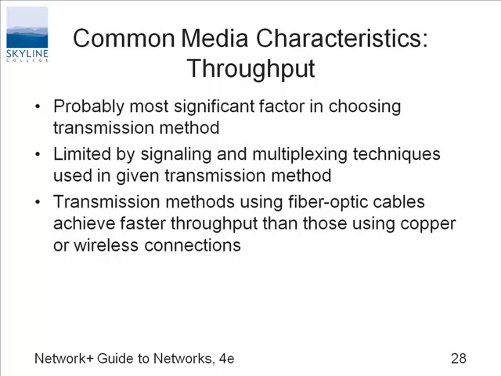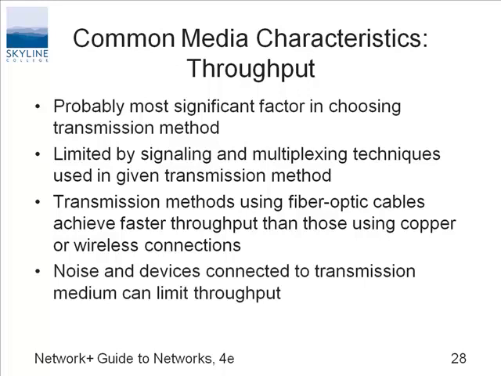Transmission methods, fiber cables achieve faster throughput than those using copper or wireless connections, and that's just generally true. Fiber is going to tend to be a cleaner signal. It's going to tend to go further. I don't know that I would say throughput, because throughput's what we actually push through. You're going to have 100 megabit per second fiber, you're going to have 100 megabit per second copper, you're going to have gigabit copper, you're going to have gigabit fiber. So it depends on what media you buy, how much you can actually get through it. What's the data rate that you're going to use on these things?